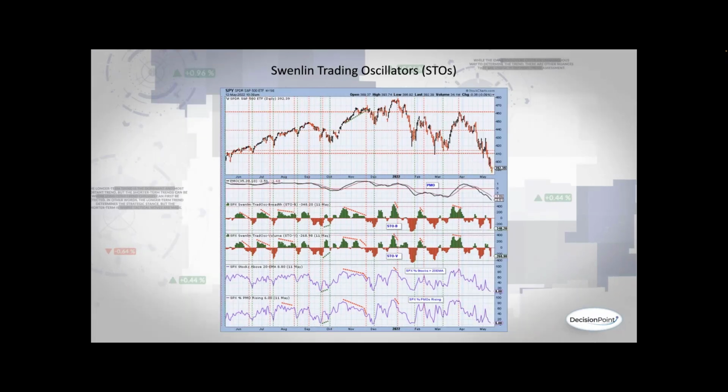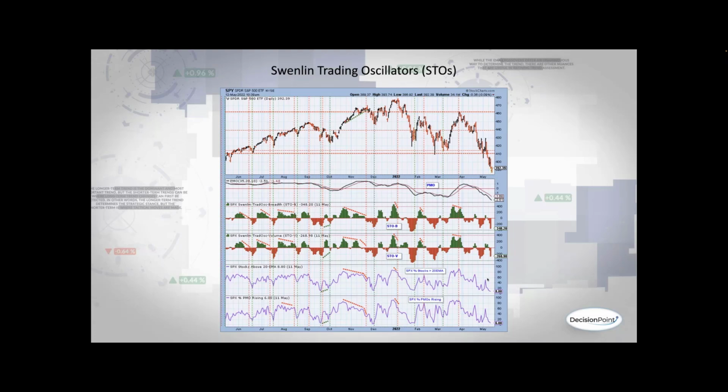The Swenlin trading oscillators, again, what we're doing is we're following whether they're rising or falling. All these indicators are available on stockcharts.com. I can't speak to Thinkorswim. I do know that the price momentum oscillator is over there, but as far as the Swenlin trading oscillators, I don't think that they are there. I'm pretty sure you can only find those on stockcharts.com. So here are the Swenlin trading oscillators.